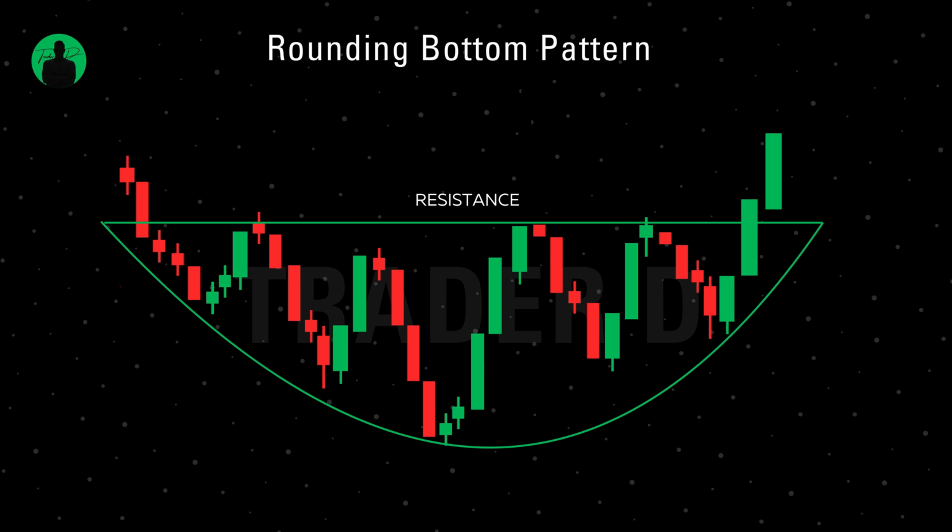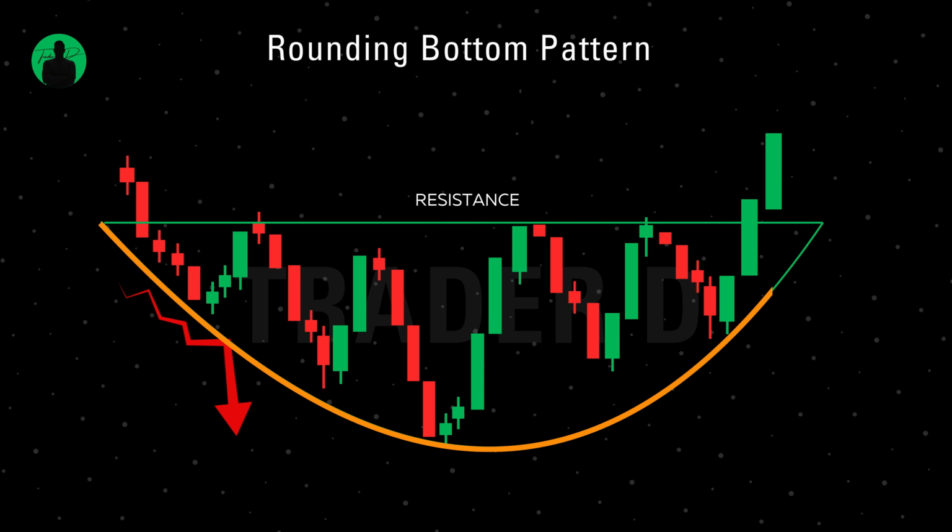In the beginning, the price falls in a downtrend, but the downward momentum starts to slow. In the middle, the price forms a smooth, rounded bottom as selling pressure weakens and buyers start gaining control. The price then breaks above the resistance level, signaling the completion of the pattern and the start of an uptrend.